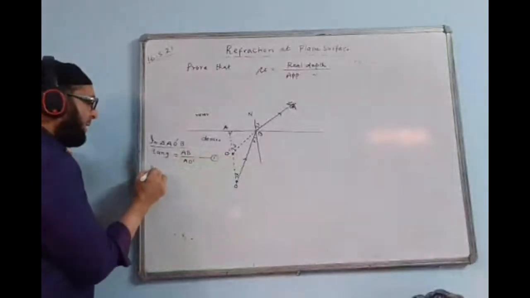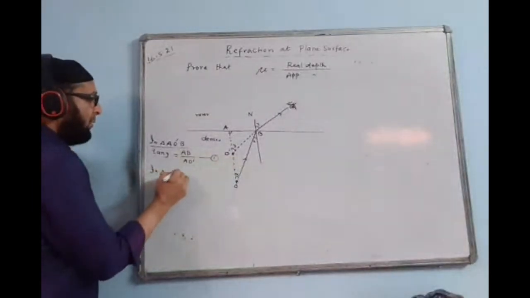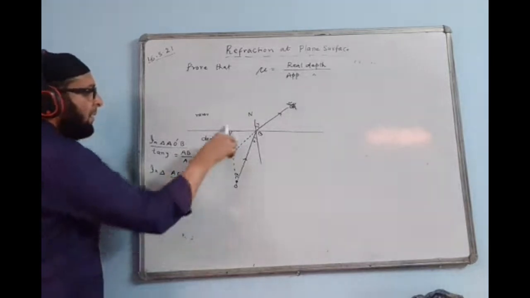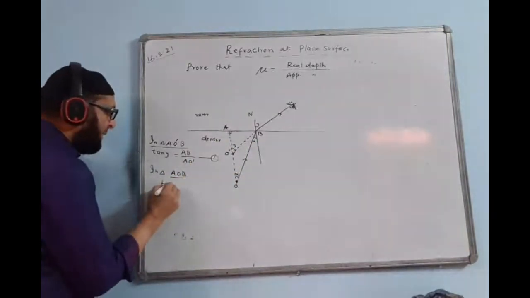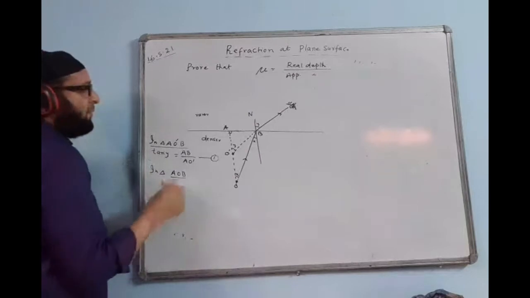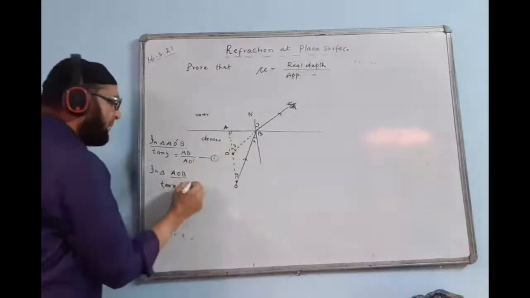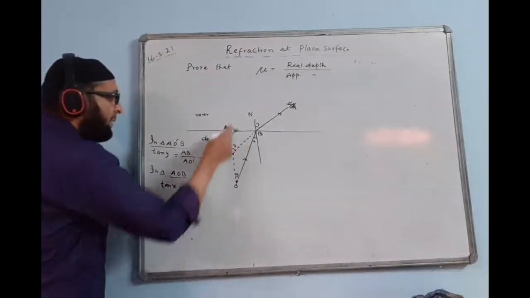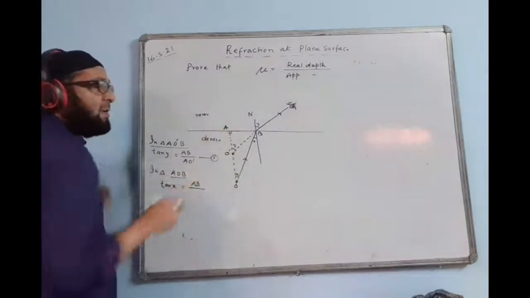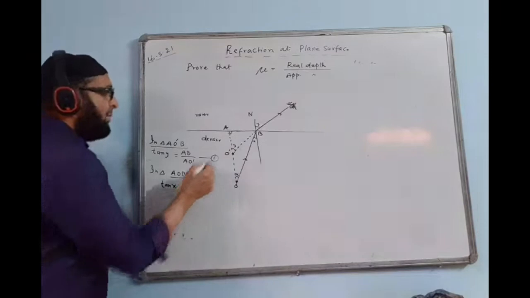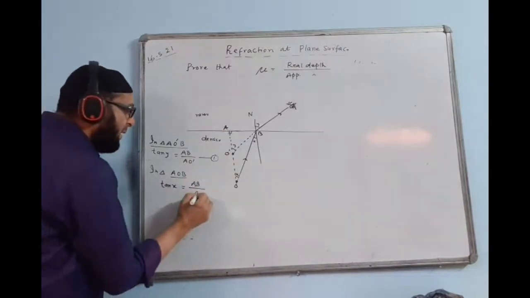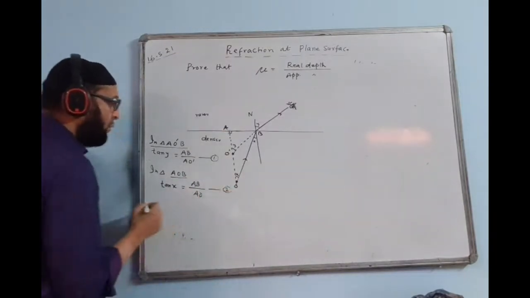I'll take another triangle now, triangle AOB, the bigger triangle. Again, I'll use tan only, tan X. Tan X will be equal to perpendicular by the base. Perpendicular is AB and the base is this one. Opposite to the given angle is perpendicular, remember. AB by this, that is AO, equation 2.